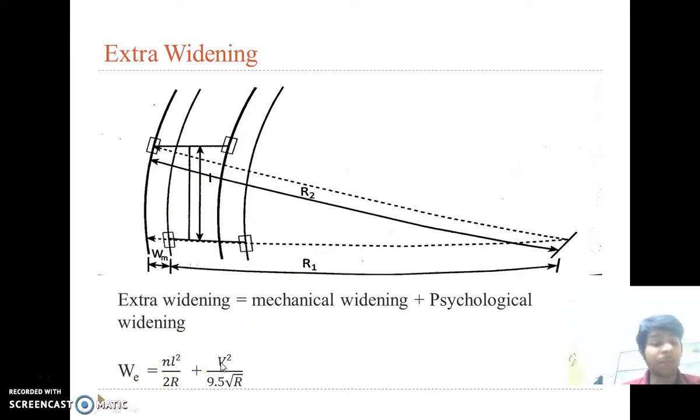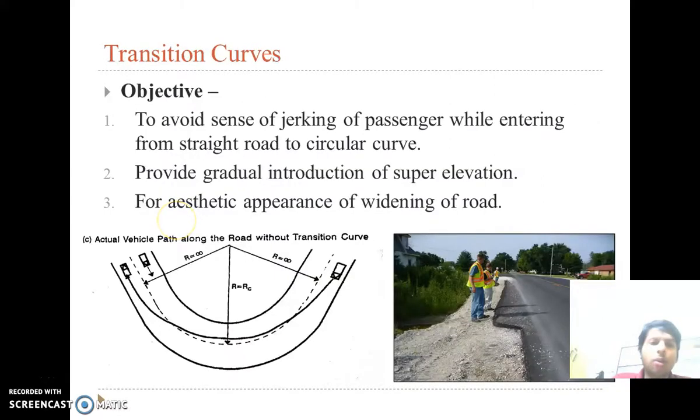So this is all about the extra widening. We are providing this to accommodate the rear wheel on the road, which is equal to mechanical widening plus psychological widening. Now let's talk about transition curves. So friends, why are we providing transition curves? Let's assume that we are not providing transition curves. So what happens? We join two straight roads with this circular curve.